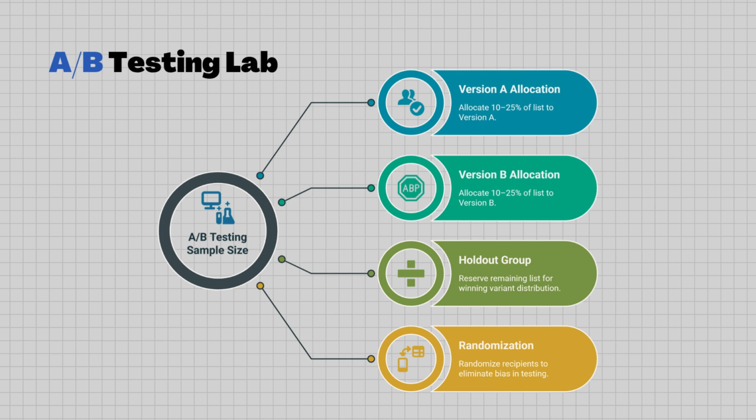For example, send version A to 20%, and version B to 20%, and once one wins, send it to the remaining 60%. Always randomize recipients to each version to eliminate bias. Don't sort by last name or location.